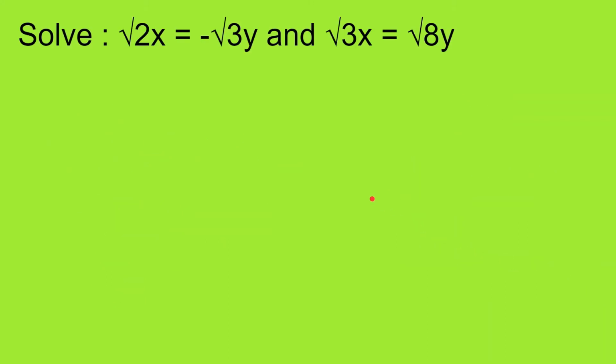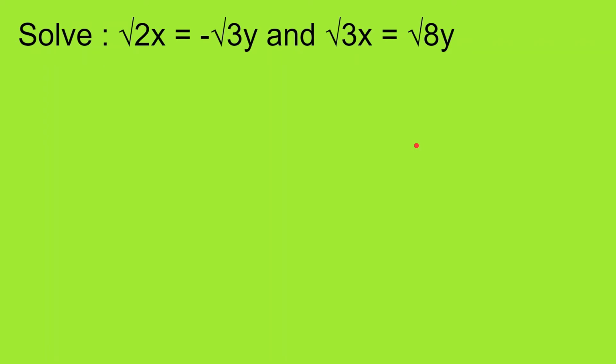So here the question becomes a bit complex. Root 2 times x is equal to the negative of root 3 times y. This is our equation number 1, and here the root symbol means the root of only 2, not x. And here the same implies, that is the radical symbol represents only the root of 3, and here also the radical symbol represents the root of 8. So the root of 3 times x is equal to the root of 8 times y.